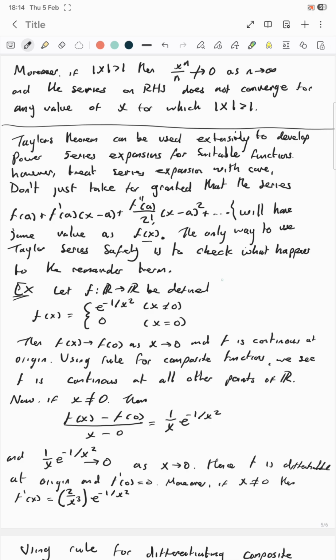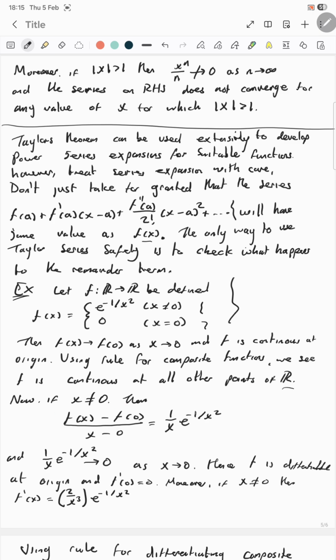As an example here, we'll let f, such that we have a mapping from R to R, be defined that f of x equals e to the minus 1 over x squared for x does not equal 0, and 0 for x equals 0. And then f of x goes to f of 0 as x goes to 0, and f is continuous at the origin. Using the rule for composite functions, we see that f is continuous at all points of R.